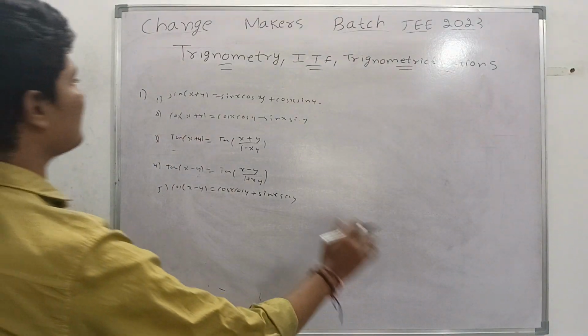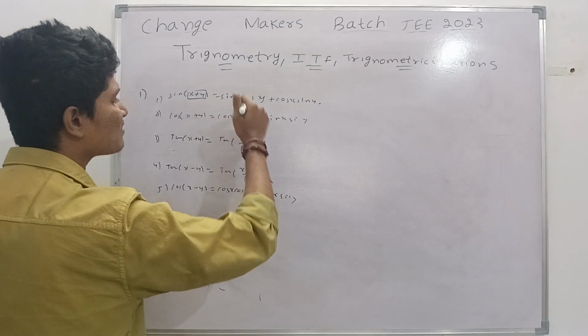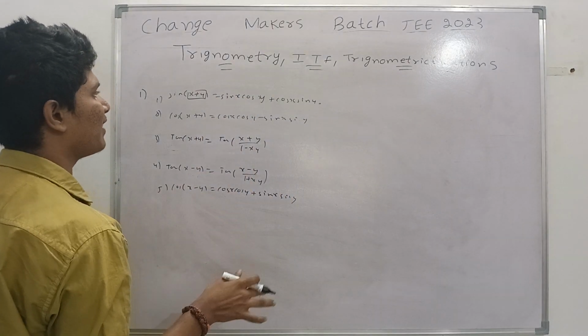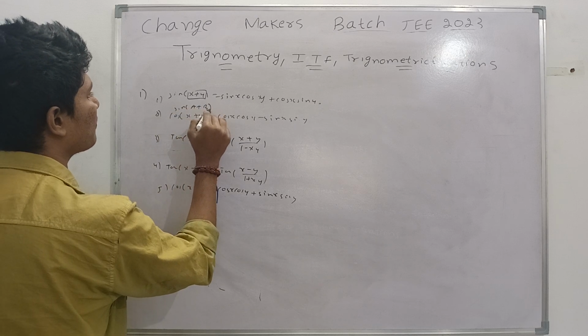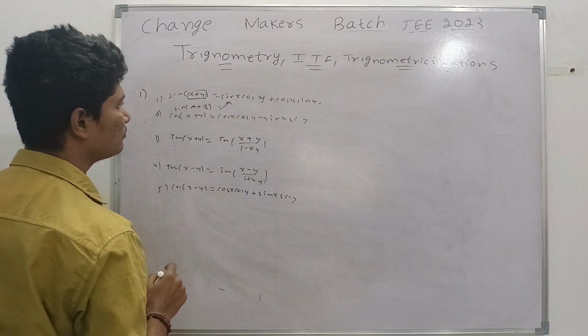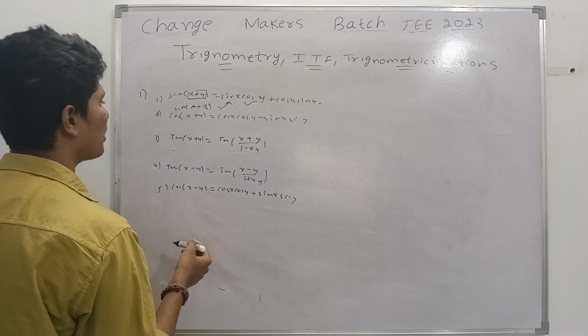Basically, you can definitely see that here, sin of x plus y is sin x cos y plus cos x sin y. This is the formula of sin of a plus b. You can think of it like that. This is the formula for that thing. It is very important for you to understand.